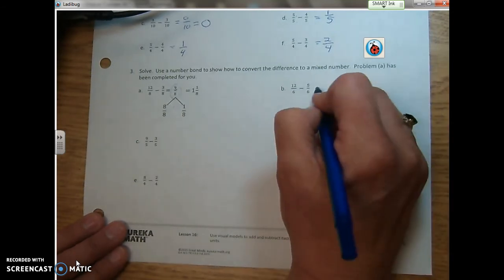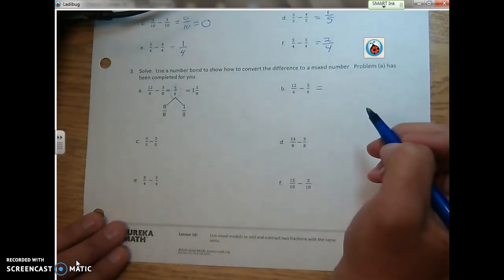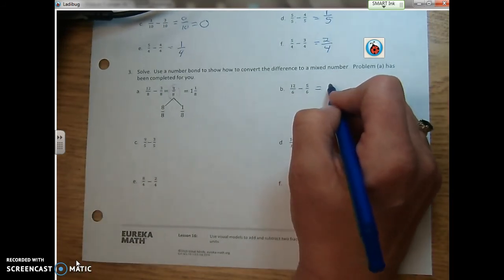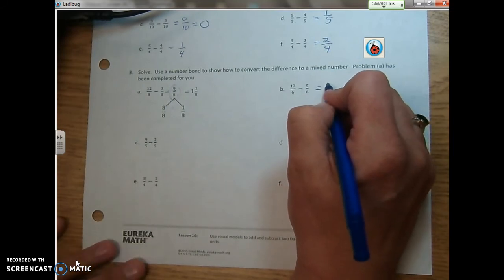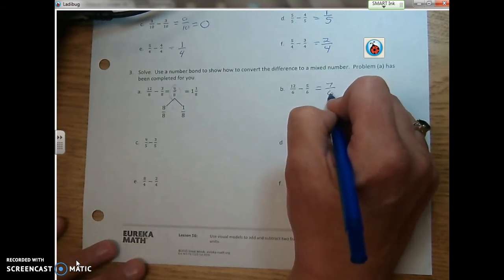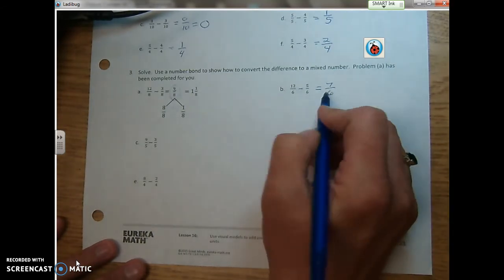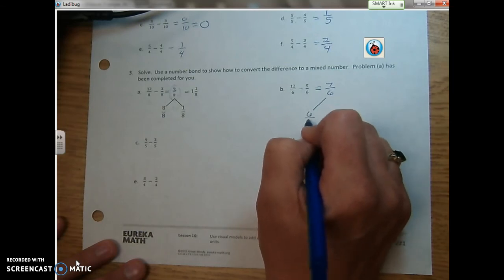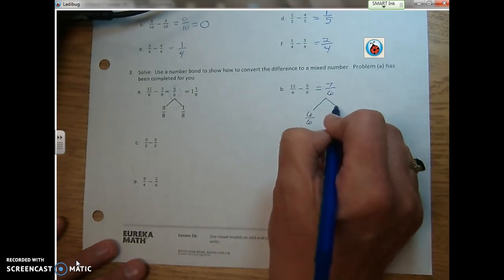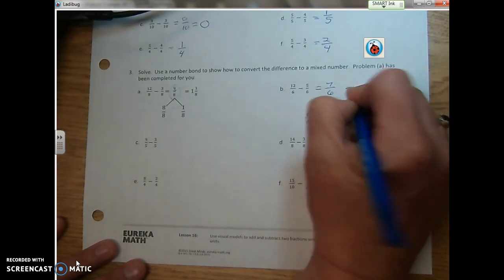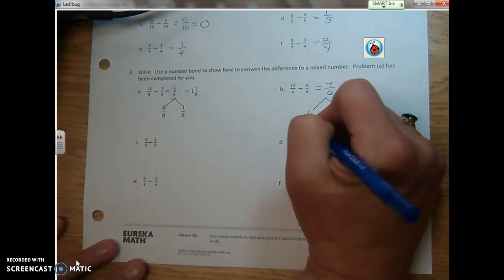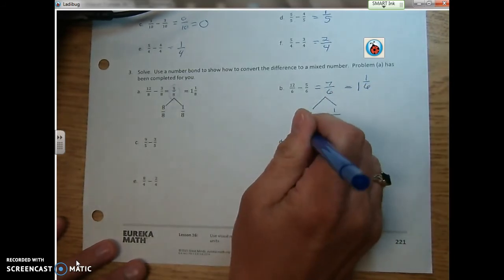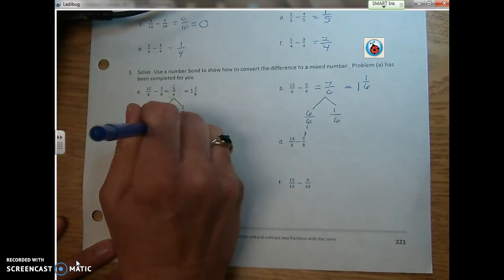12/6 minus 5/6. Well, 12 minus 5 is 7/6. Okay? 12 minus 5 is 7. So then we can pull out 1, which would be 6/6. And then we have left 1/6. So 7/6 equals 1 and 1/6.